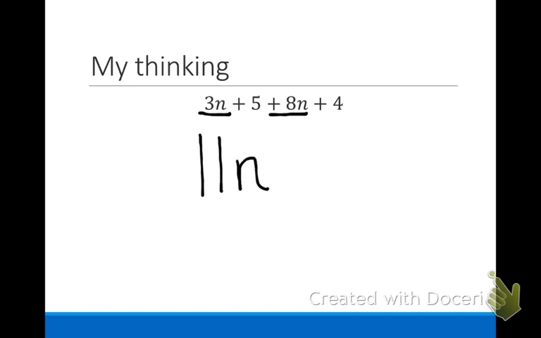And then I do see that I also have a 5 right here and a 4 right here. I know I can also combine those two because they are both constants. So when I add both of those together, I have 5 plus 4, which gives me plus 9 as my constant term. So this expression simplifies to 11n plus 9.